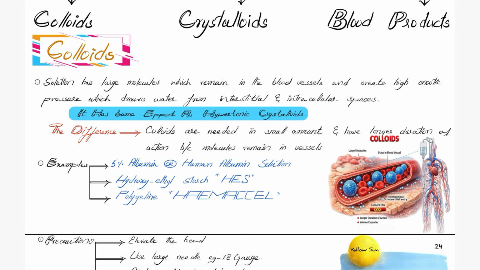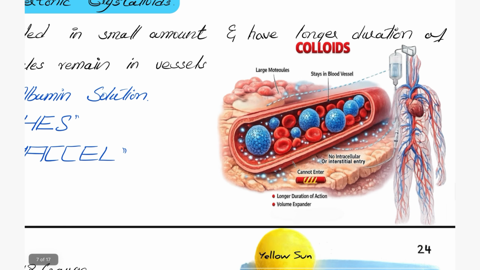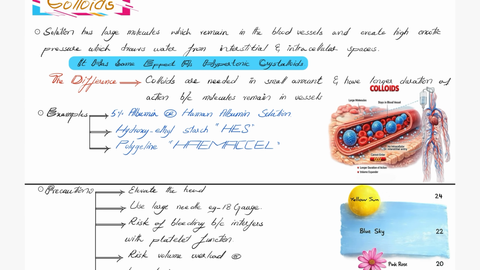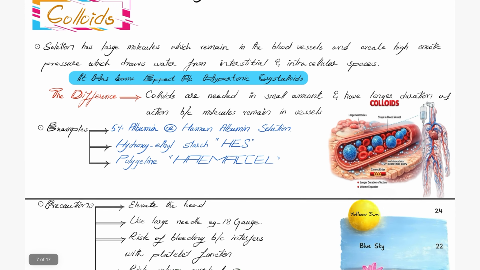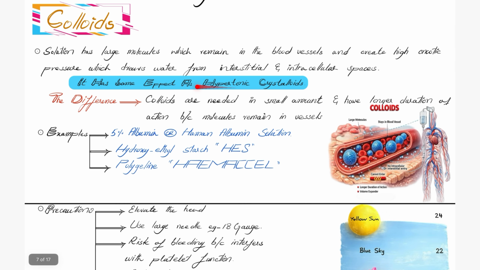As you see in the image, you can remember that colloids have large molecules and they are used in a small amount, and they draw water from the interstitium and from the cell. So it increases the intravascular fluid. But hypertonic crystalloids, which we will discuss ahead in the lecture, have exactly the same effect. So what is the difference between hypertonic crystalloid and colloid?